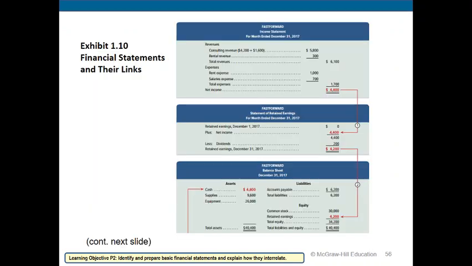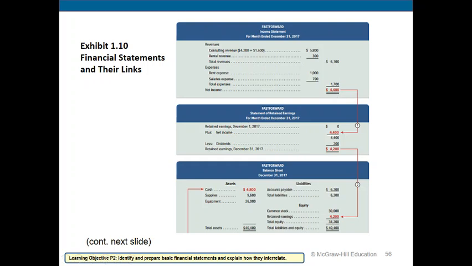All right, so here we've got this company Fast Forward. We had consulting revenue of $5,800, which is the $4,200 plus the $1,600. We had rental revenue of $300, so total revenues is $6,100. We had two expenses, the rent expense and the salary expense. And so we just carried the total expenses to the side here as it does in this statement. So total revenues minus total expenses equals net income of $4,400.